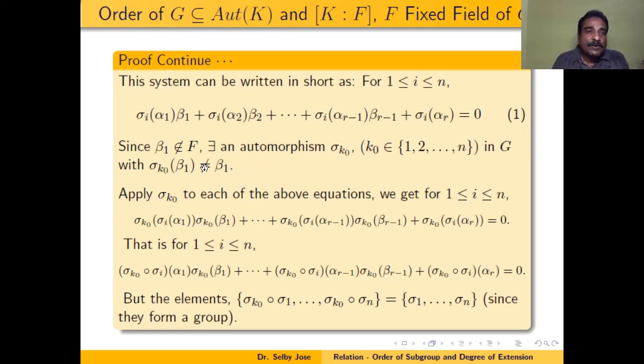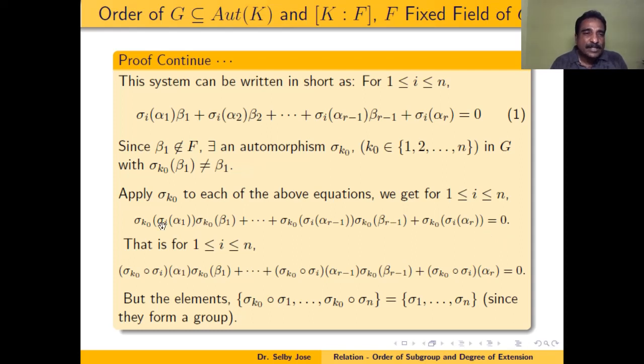Now apply sigma k naught to this equation. And you know that sigma k naught is both a multiplicative homomorphism and an additive homomorphism. So you can write this one as sigma k naught of sigma 1 of alpha 1 into sigma k naught of beta 1 plus etc., sigma k naught of sigma 1 of alpha r minus 1 into sigma k naught of beta r minus 1, plus sigma k naught of sigma 1 of alpha r. This is equal to 0.